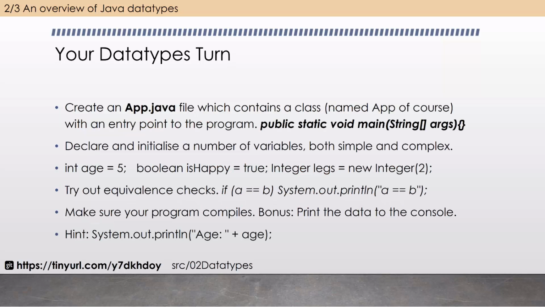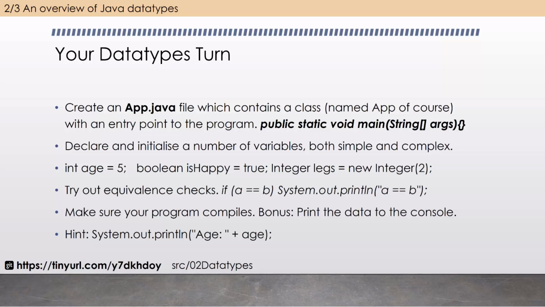Okay, so now we've got another opportunity for you to have a crack at creating an application. So here you're to create an App.java file which contains a class. Don't forget to name the class the same as the file, so it should be a class called App. It needs an entry point to the program, and that follows the signature public static void main, and then a parameter of string array of arguments, or args. It doesn't actually matter what you call args, but convention dictates that we call it that.